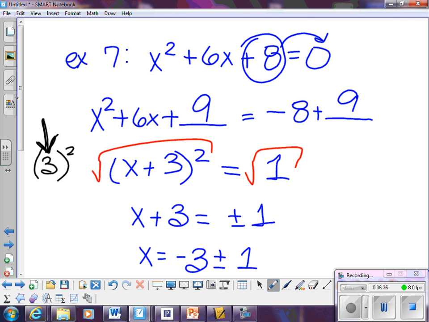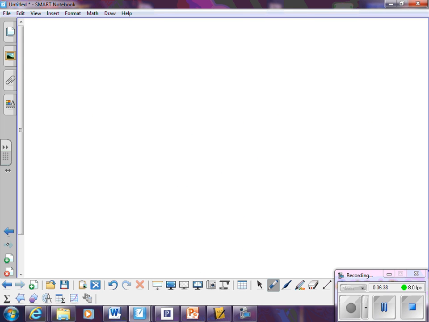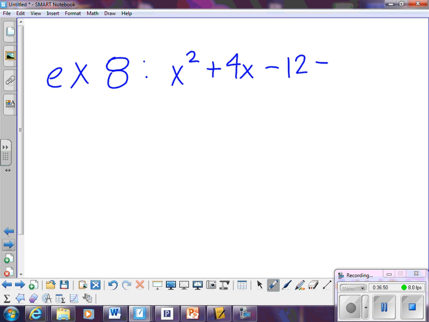You want another example? I'm going to give you one. Example 8. All of you should be able to do this one. X squared plus 4x minus 12 equals 0. Here we go. X squared plus 4x plus, leave a blank, equals, how do you move that negative 12? Add it. So you get 12 plus, leave a blank.